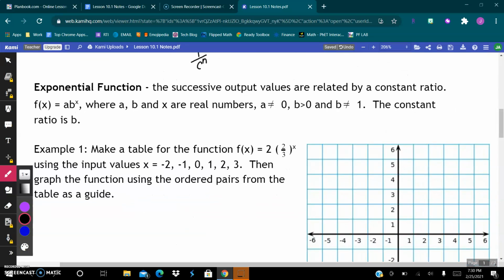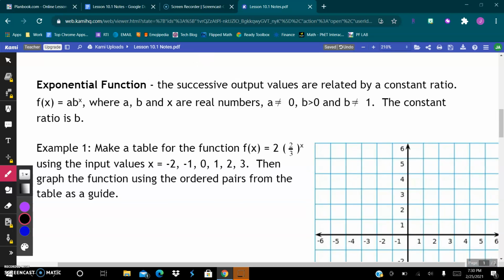All right, an exponential function is one where successive output values are related by a constant ratio. So this is our exponential function form, where a, b, and x are real numbers, a can't be 0, b has to be greater than 0, and b also can't be 1. So the constant ratio is b. So lots of information there that we need to keep in mind.